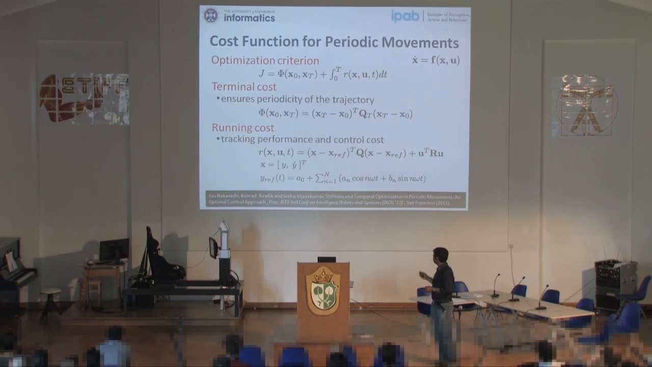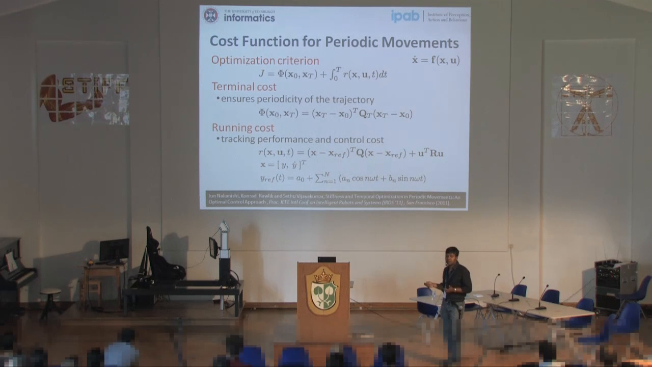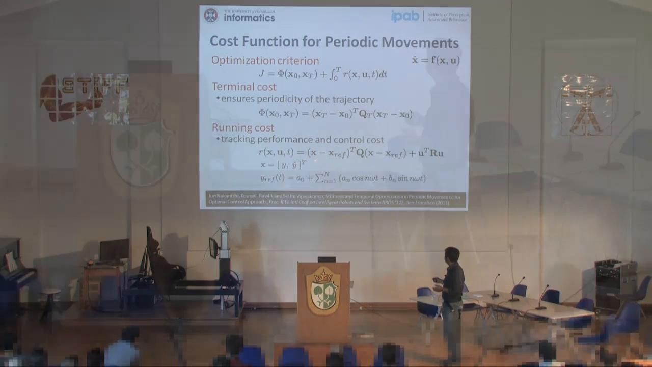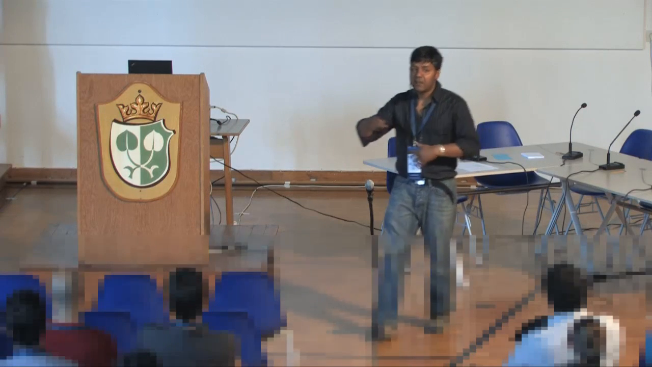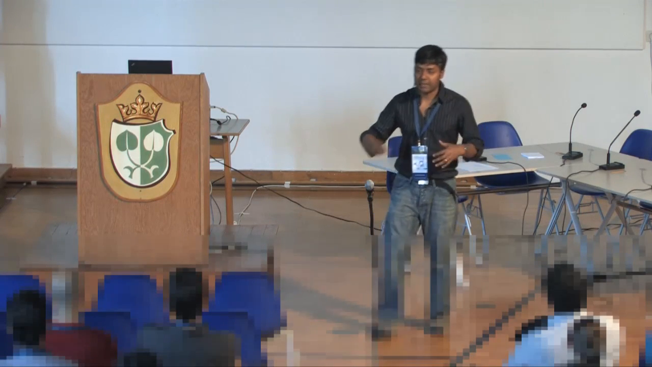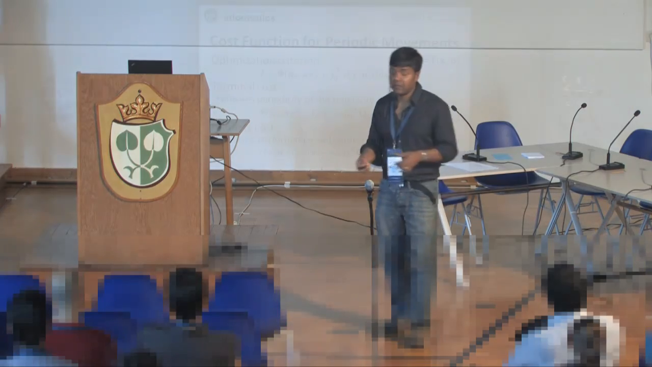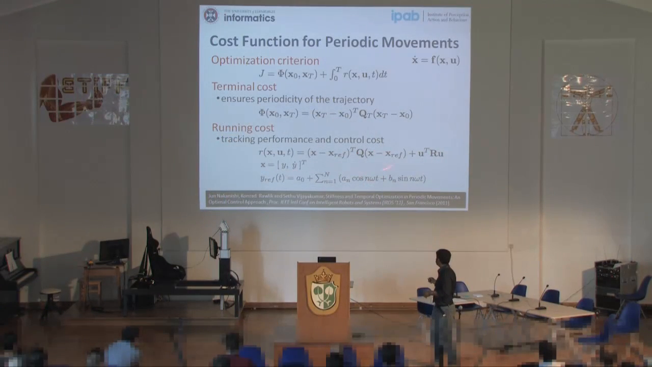Okay, so our first attempts at doing that, you can think of the standard optimization criterion with some sort of terminal cost and some running cost. One choice of terminal cost can be that you want the final state and the initial state to coincide because it's a rhythmic movement. That's pretty straightforward. And you can have a running cost, where you get some reference trajectory from some movement, like you can take a person walking, use that as a reference trajectory, and start optimizing it in terms of a reference control, following a trajectory.